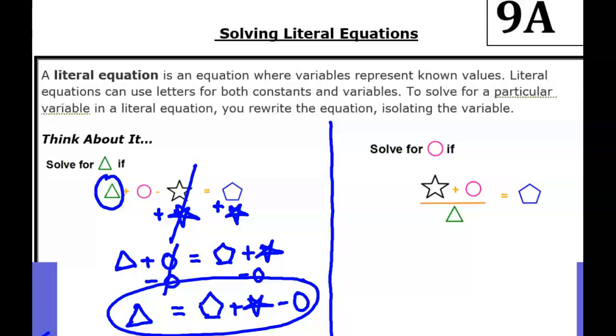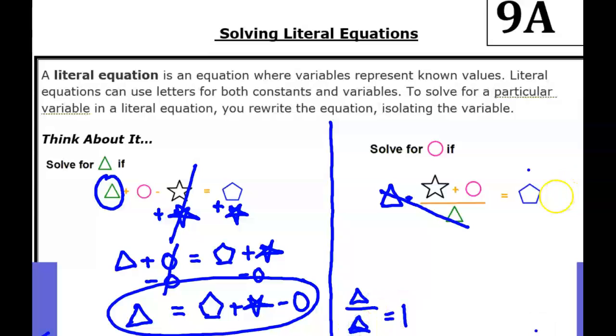Now, let's look at the second example we have here. We're solving for the circle, okay? This time we have star plus circle divided by triangle equals pentagon. Okay, our first step is going to be to get rid of that triangle. So when you're dividing, think of the inverse of division, it's actually multiplication. All right, so if I multiplied triangle times star plus circle divided by triangle, what happens here is the triangles cancel out because really triangle divided by triangle is just 1. All right, so that's the multiplicative inverse property.